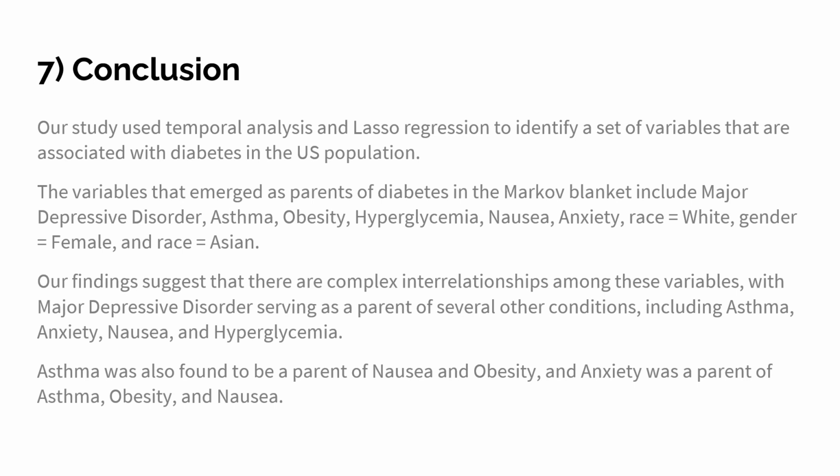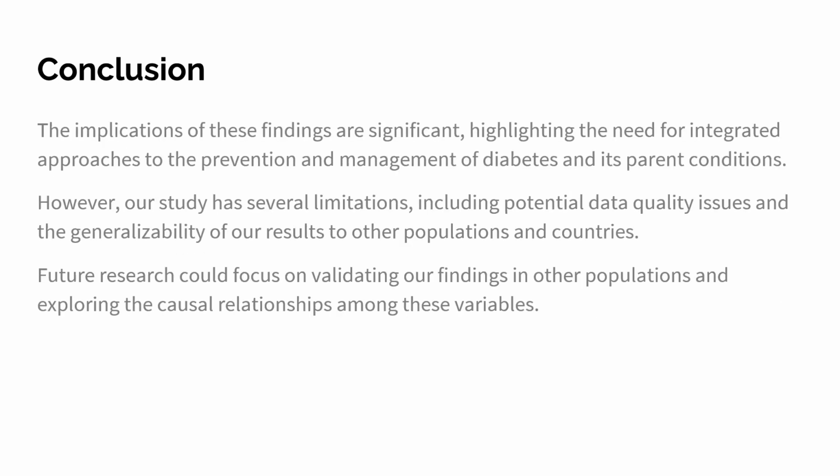Our findings suggest that there are complex interrelationships among these variables, with major depressive disorder serving as a parent of several other conditions, these being asthma, anxiety, nausea, and hyperglycemia. Asthma was also found to be a parent of nausea and obesity, and anxiety was a parent of asthma, obesity, and nausea. And lastly, the implications of these findings are significant, highlighting the need for integrated approaches to the prevention and management of diabetes and its parent conditions.